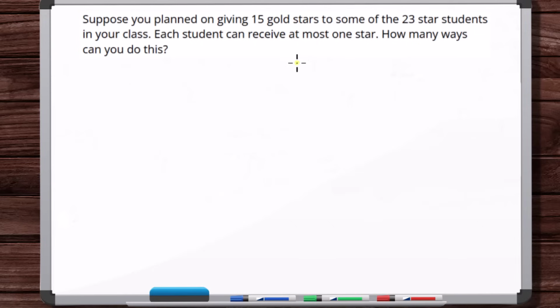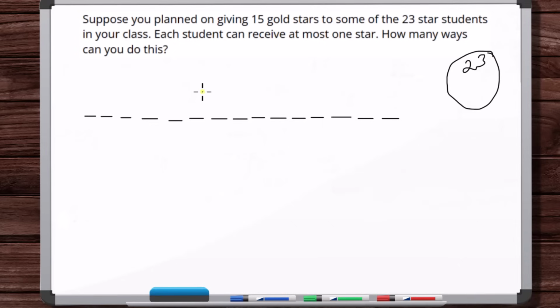So let's see. We could think about the bins here could be each student, right? Or no, maybe we're choosing from the students to apply to the stars. So 1, 2, 3, 4, 5, 6, 7, 8, 9, 10, 11, 12, 13, 14, 15. And now we're choosing from the students. So how would that work?